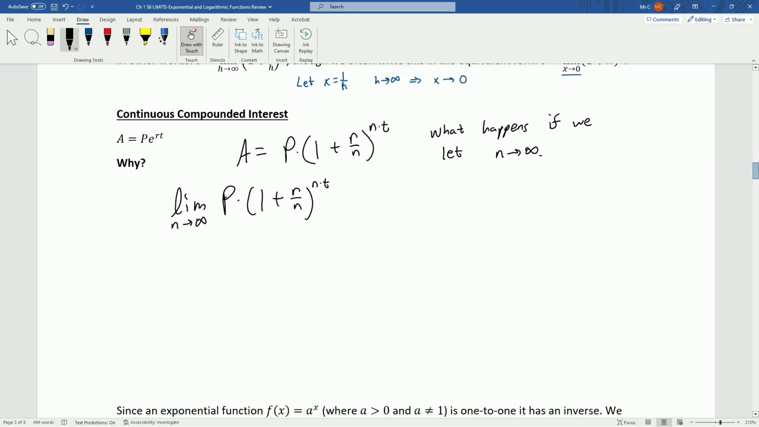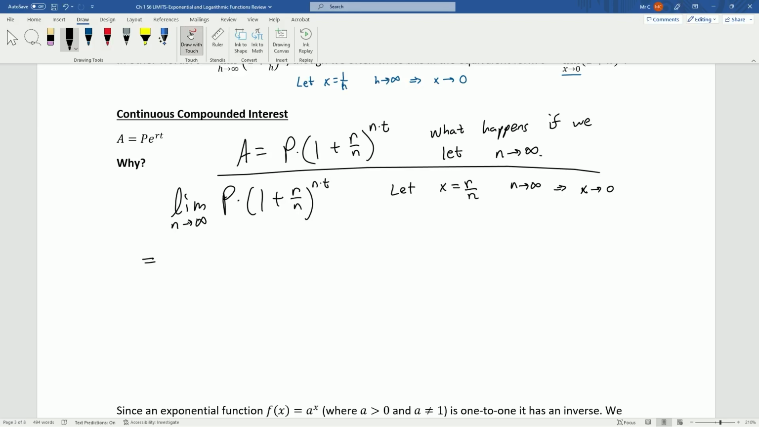And how are we going to do this examination? Well, we're going to let x be equal to r divided by n, and we're going to do a little substitution on this limit. So if n goes to infinity, this fraction, r is a fixed number. It's your interest rate. It's not going to change, or it shouldn't. It's a fixed interest rate. So if n goes to infinity, then that implies x is going to approach 0.